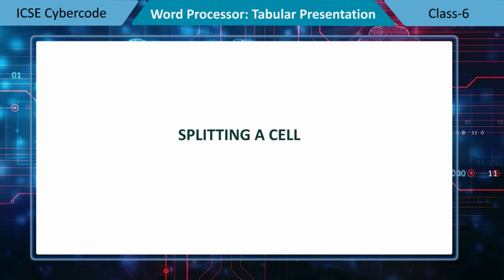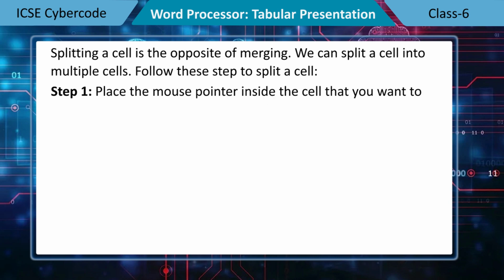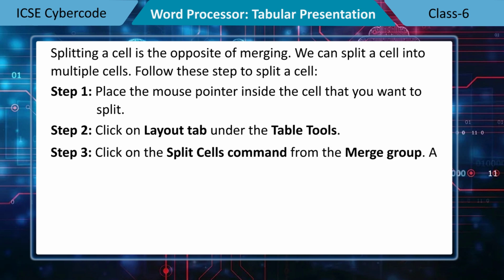Splitting a cell. Splitting a cell is the opposite of merging. We can split a cell into multiple cells. Follow these steps to split a cell. Step 1. Place the mouse pointer inside the cell that you want to split. Step 2. Click on Layout tab under the Table Tools. Step 3. Click on the Split Cells command from the Merge group.